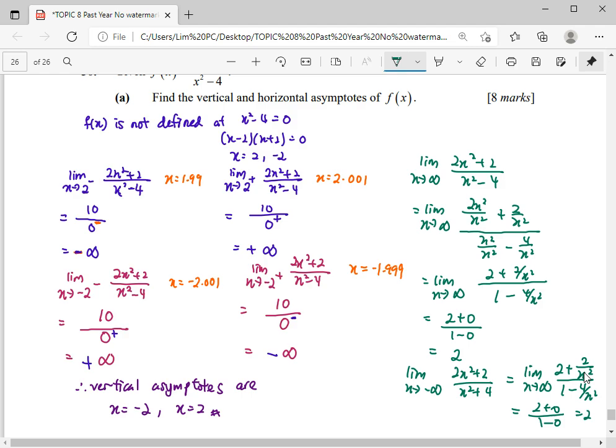So from here, we can conclude our horizontal asymptote will be y equals 2. The answer that we get here will be our horizontal asymptote. Okay, so when we get a number divided by 0, undefined, the x value it approaches is our vertical asymptote. So vertical asymptote is x equals something. Horizontal asymptote is y equals something.